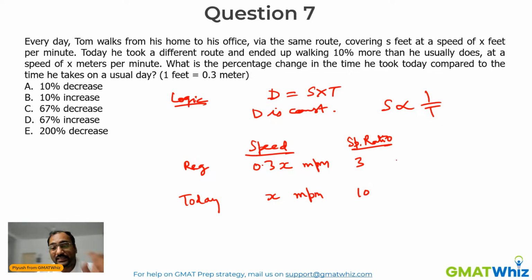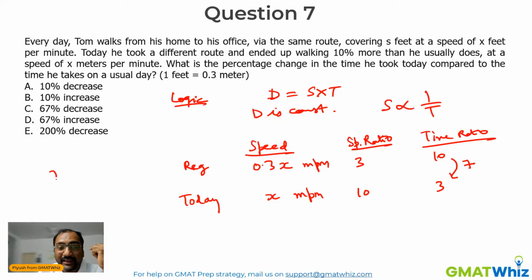Now, if 3/10 is the ratio of the speed, and I assume that the distance is the same, then the time ratio should have been 10:3. Correct? Now, if the time ratio is 10:3, that means time had reduced by 7. 7 over 10, that means a 70% decrease in time.